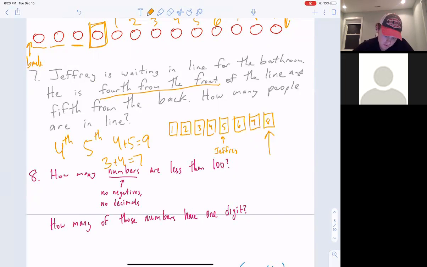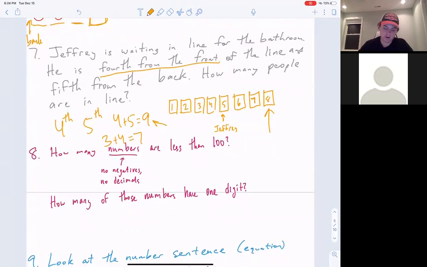Well, if you did this first thing of fourth plus fifth gives you 9 people, then you accidentally counted Jeffrey twice, because what you would have said is he's fourth from the front and fifth from the back, like this. And then you counted Jeffrey twice. If you did that second thing of 3 people in front of him, 4 people behind him, you're maybe closer or on the right track. But in that case, you forgot Jeffrey, because you counted all the people in front of him, you counted all the people behind him, but you forgot Jeffrey himself. So that's how you can mess up that question. And these questions about lines and how many people are in them are really tricky.